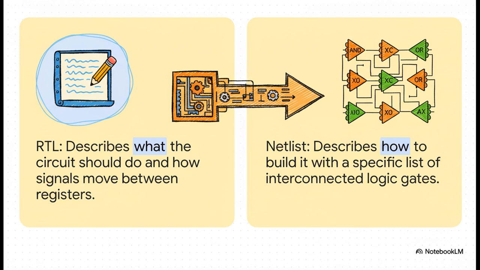And this slide just brilliantly illustrates that core transformation. Over on the left, we've got the input, which is called RTL, or Register Transfer Level code. It describes the design's function, what it's supposed to do, how data is supposed to move around. Then, on the right, you get the output, the netlist. This is the explicit construction plan. It's a list of specific logic gates and exactly how they're all wired together to make that function happen.